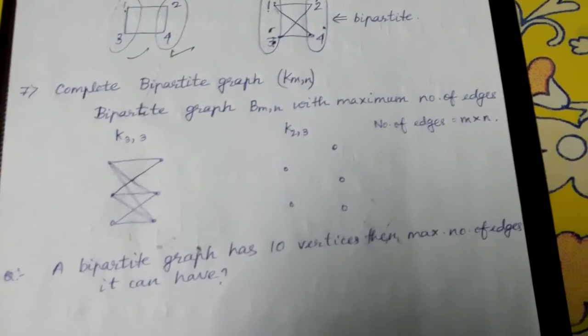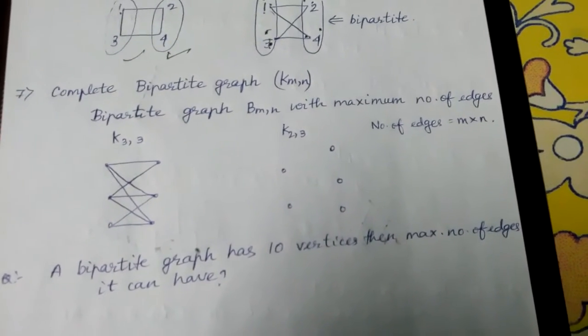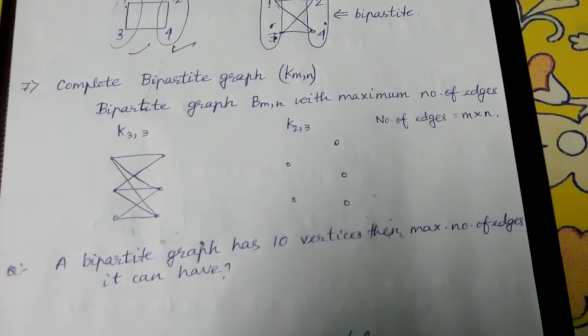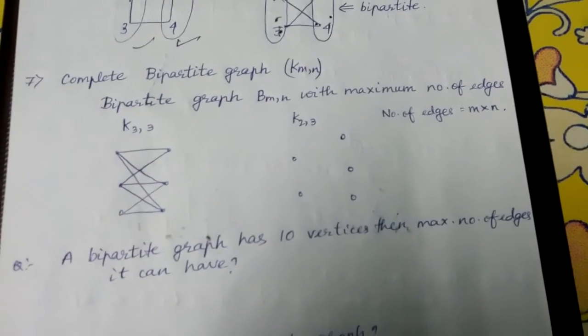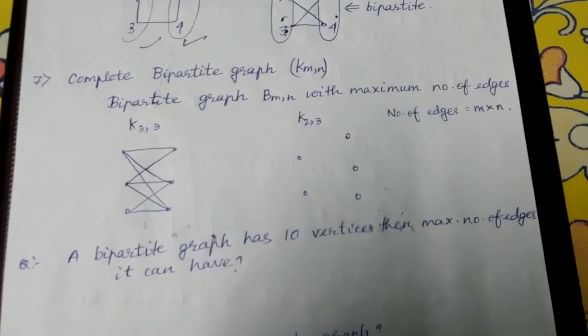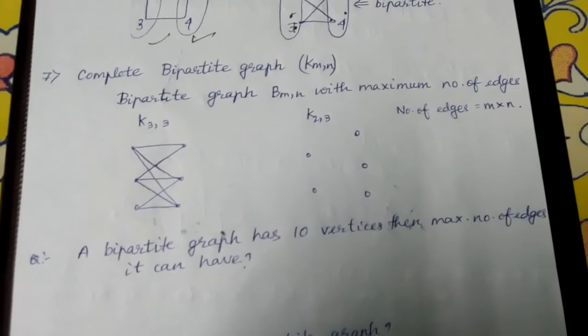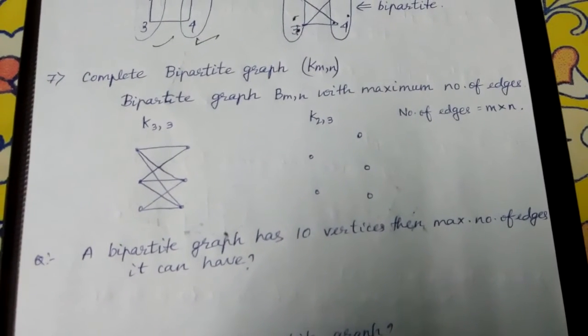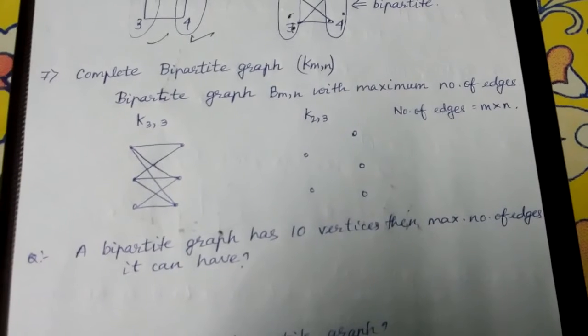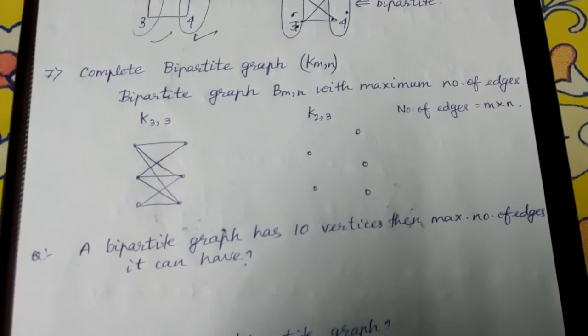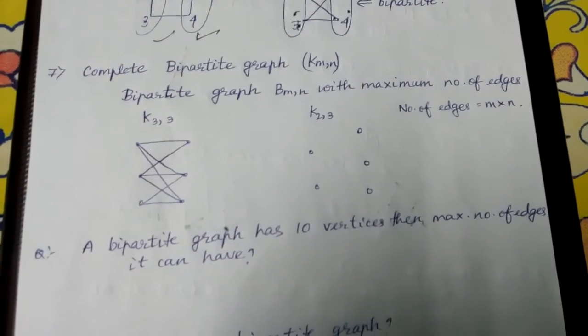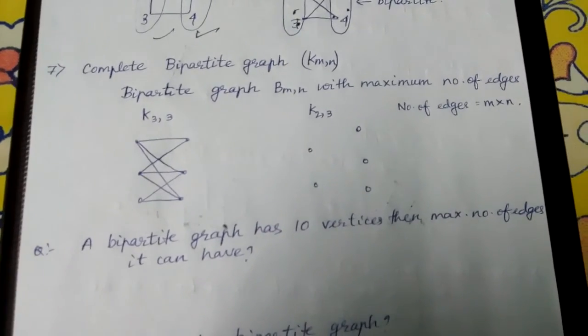For complete bipartite graph, it says that Bm,n with maximum number of edges. So here we are considering the maximum number of edges that is possible. Look into K33. You can see each of the partition on the left side is connected with the partition on the right side. That means each of the vertices on the left side is connected with the vertices of the right side. Why? Because they are belonging to different partitions.